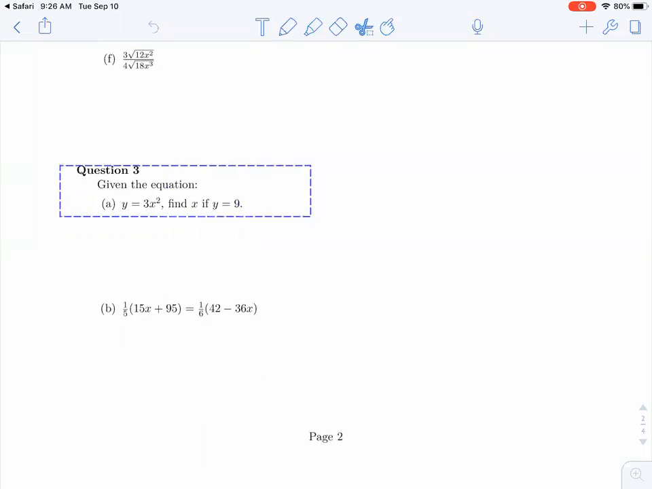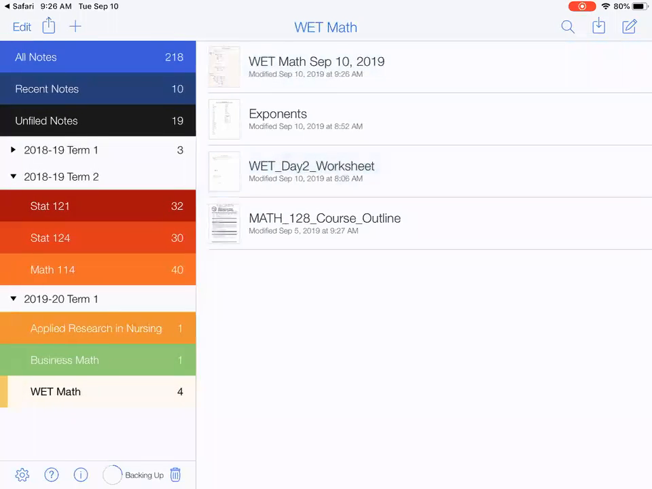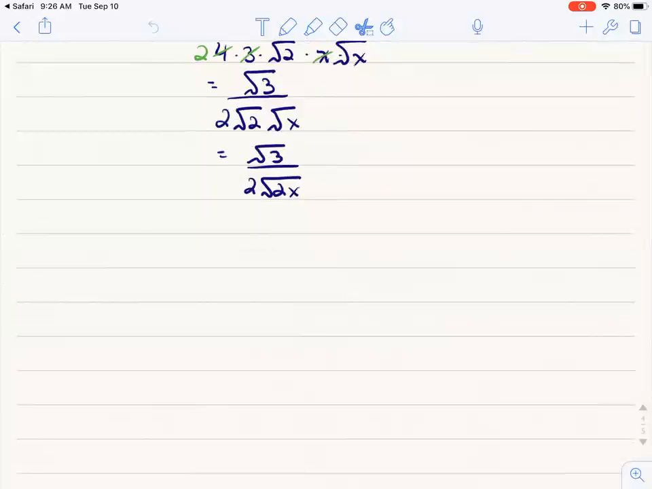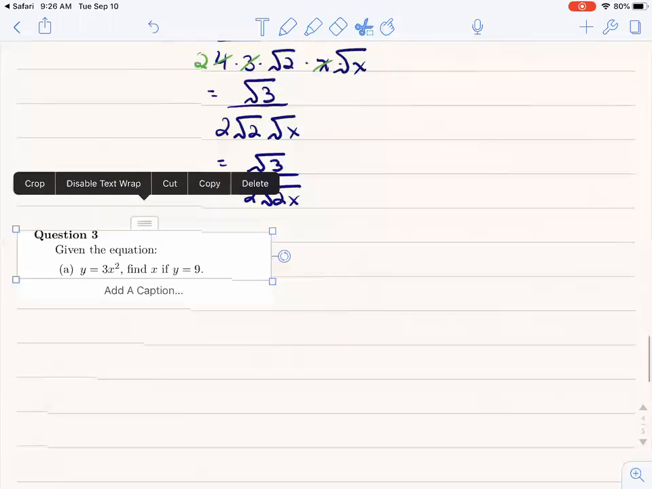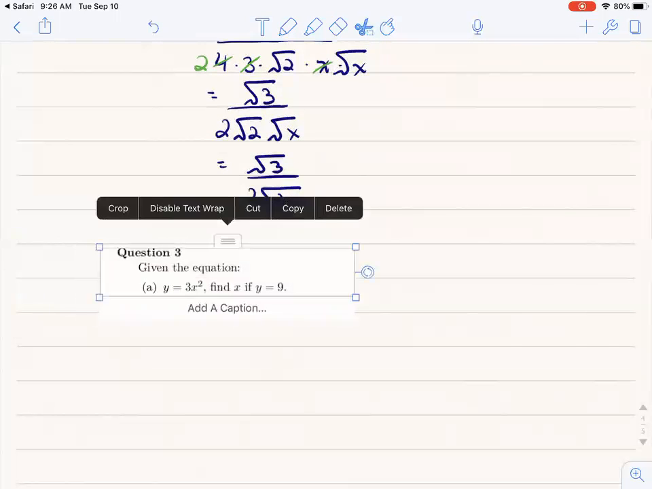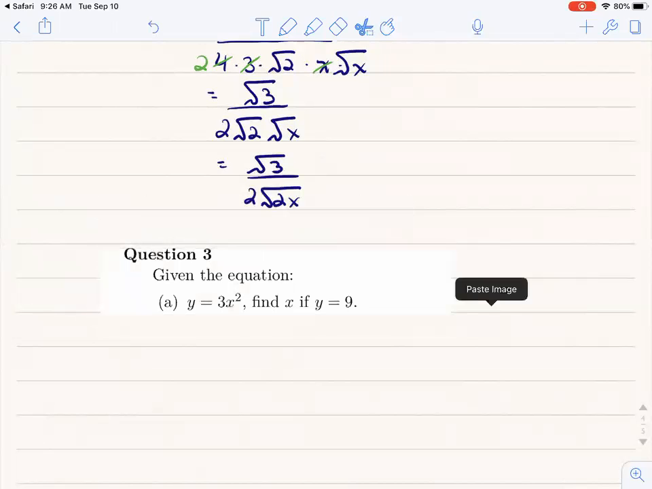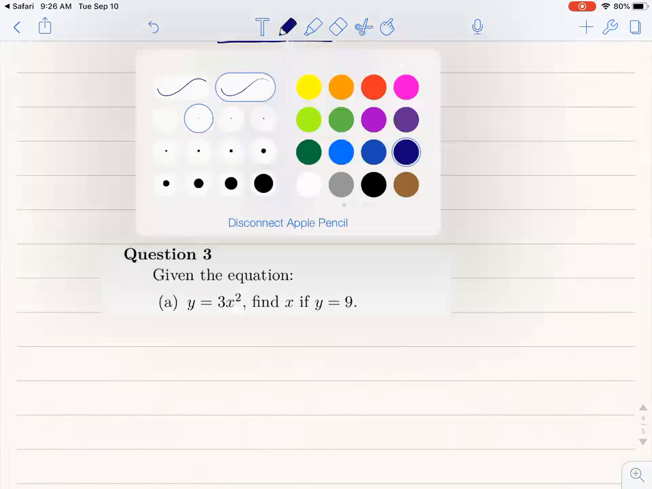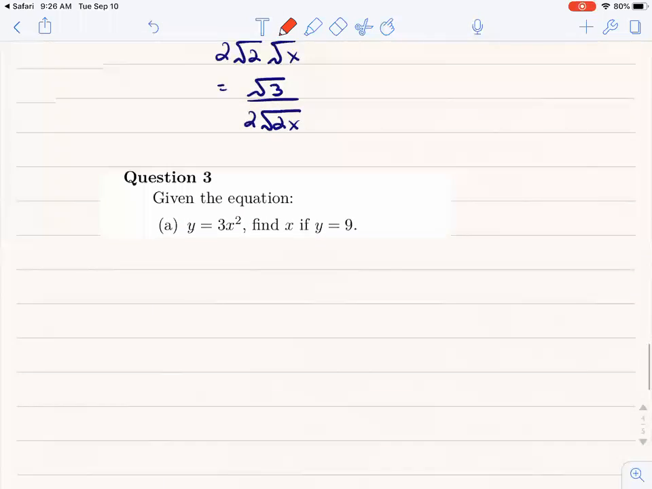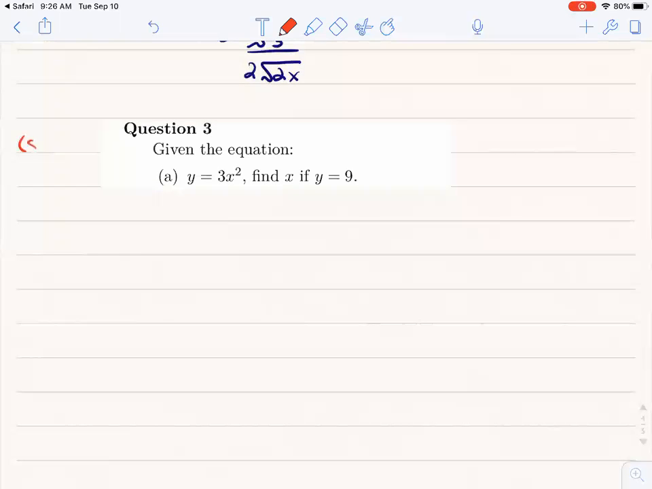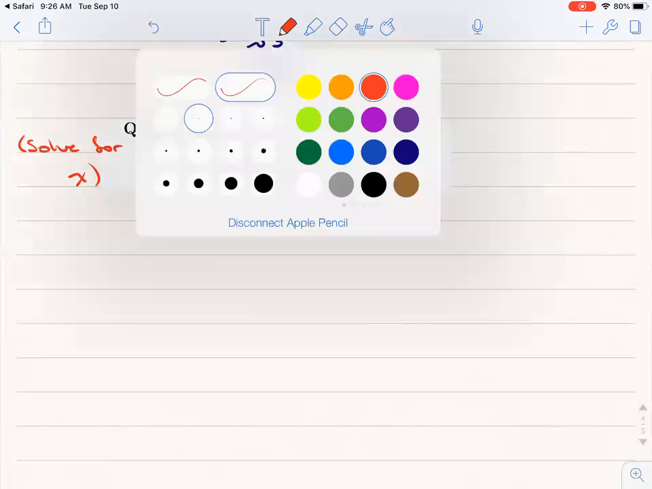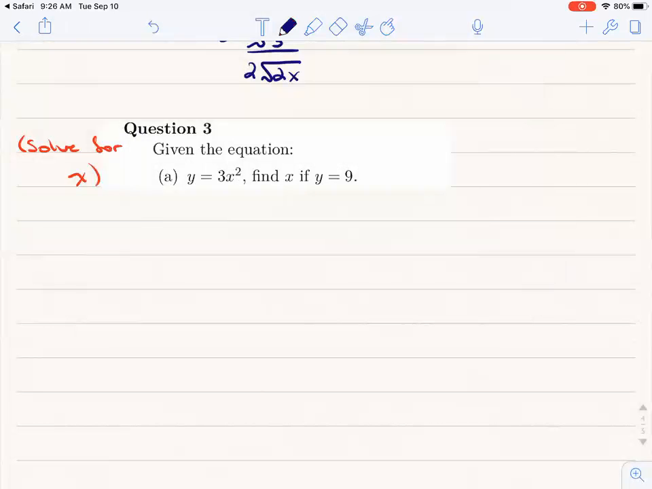Let's do question 3. You had one similar to this first part on the skills assessment. This is more of the solve for x. For both A and B, I think, yeah.